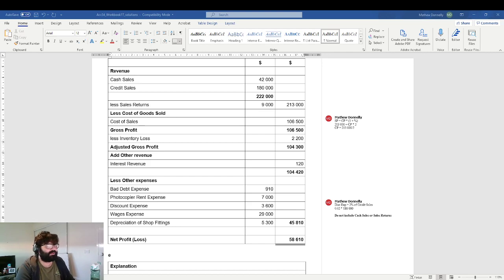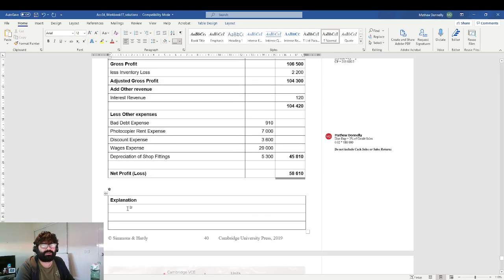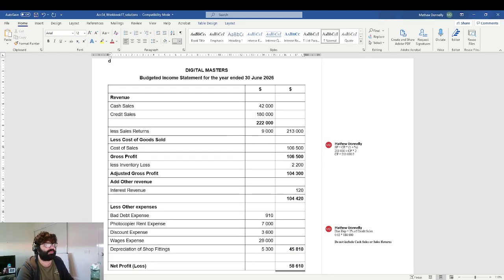So E, explain how the preparation of the budgeted income statement could assist with planning to achieve improved gross profit. By the way, if you forgot, we are on page 477 in our textbook, 441 in our exercise book.